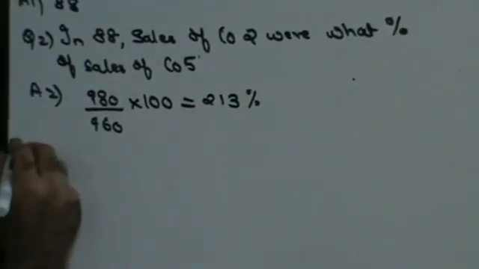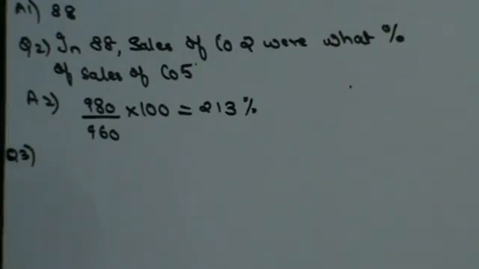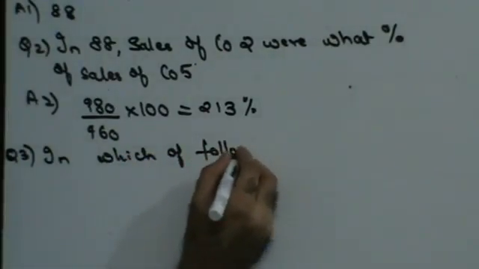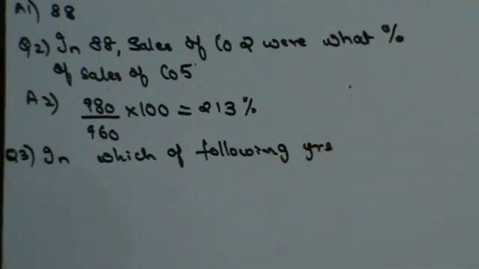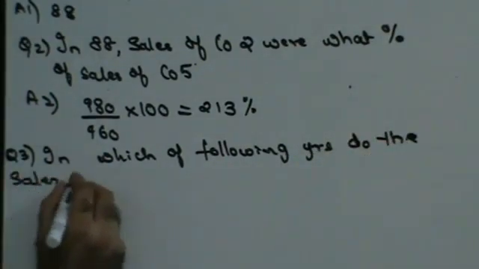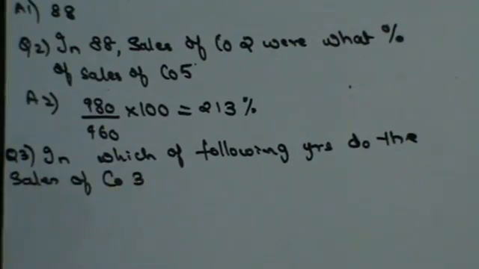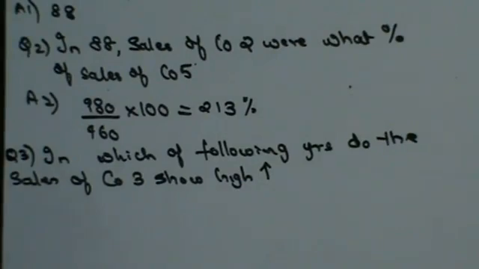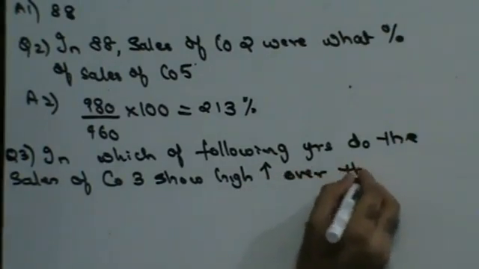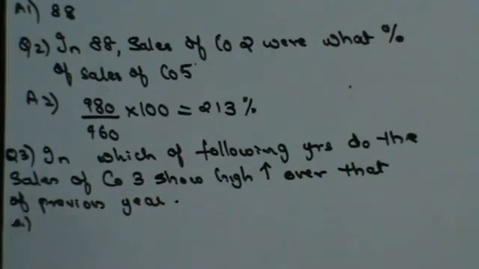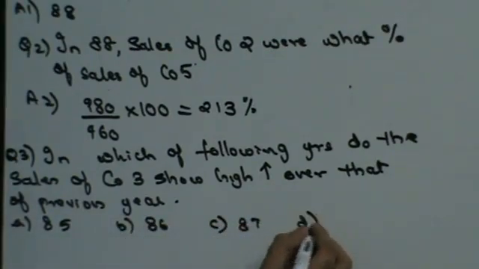Next, question 3. In which of the following years do the sales of company 3 show the highest increase over that of previous year? Your choices are 85, 86, 87, 88.